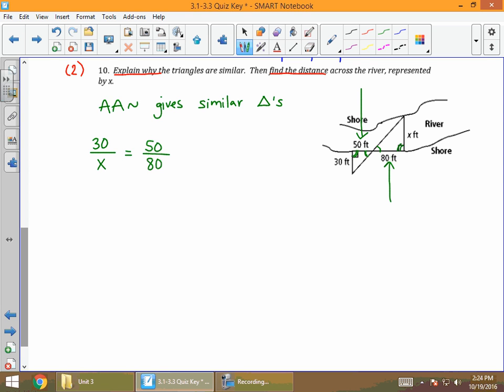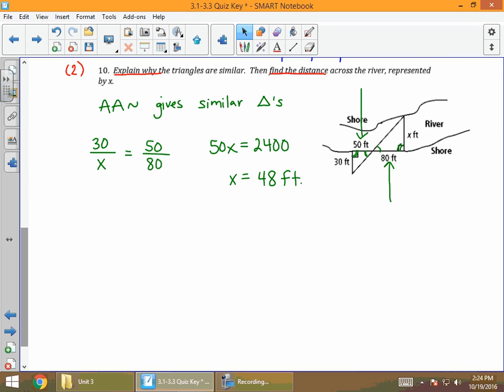And then cross multiply. 50 times x is 50x. 30 times 80 is 2,400. And I divide by 50, and I get x to be 48. And that is a measurement in feet. So it is 48 feet across. So that's where all 16 of your points came from.